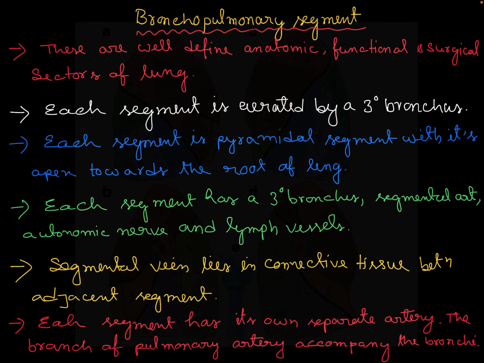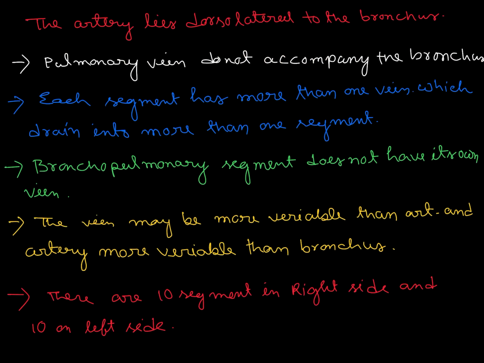Each segment has its own separate artery, a branch of the pulmonary artery accompanying the bronchi. And the artery lies dorsolateral to the bronchus. Then the pulmonary vein does not accompany the bronchus. Each segment has more than one vein, which drains more than one segment. So the pulmonary segment does not have its own vein. The vein may be more variable than the artery, and the artery may be more variable than the bronchus.